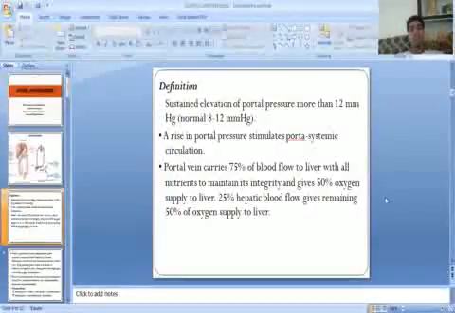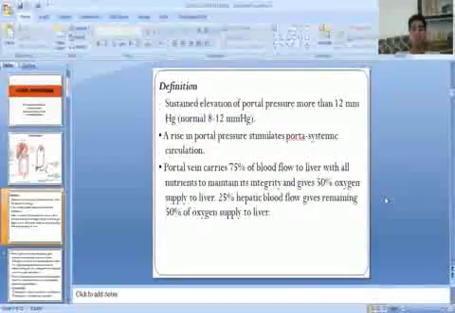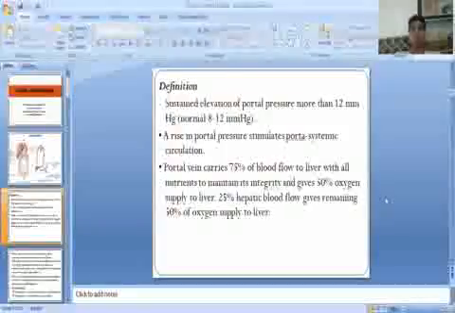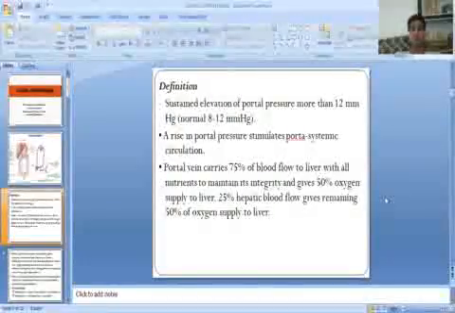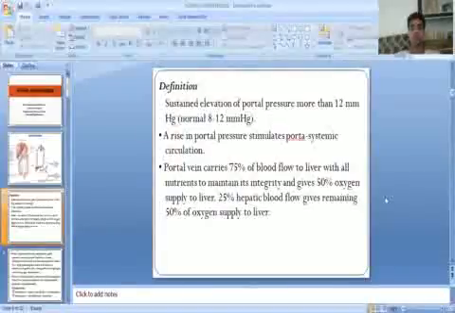Portal vein carries 75% of blood flow to liver with all nutrients to maintain its integrity and gives 50% oxygen supply to liver. 25% of hepatic blood flow gives the remaining 50% of oxygen supply to liver.